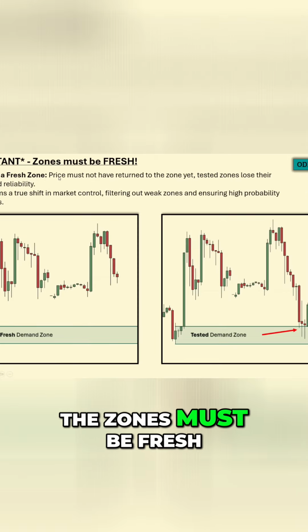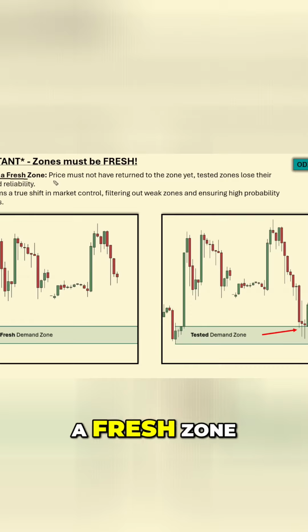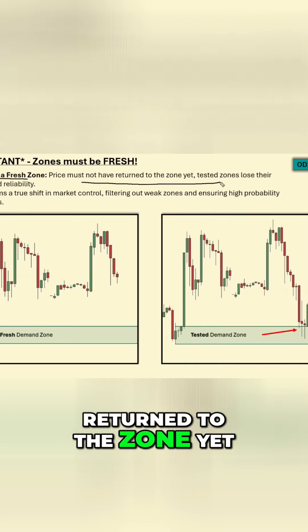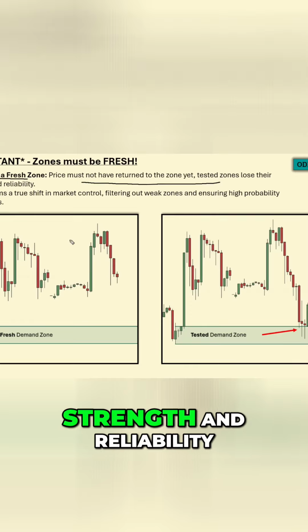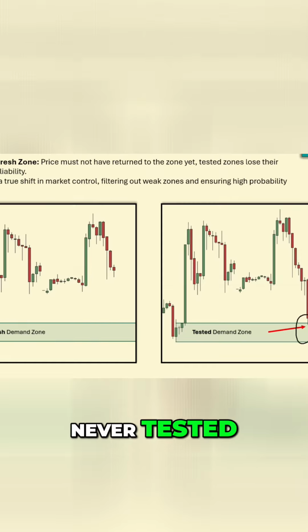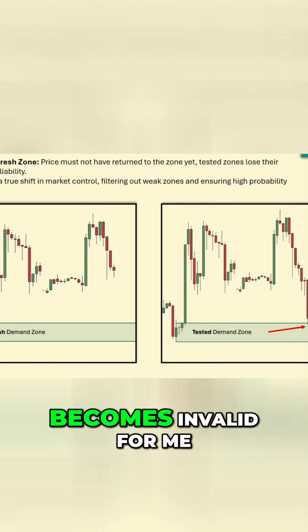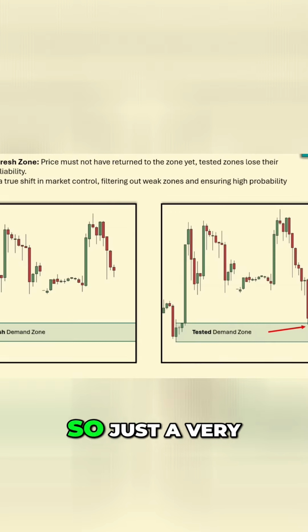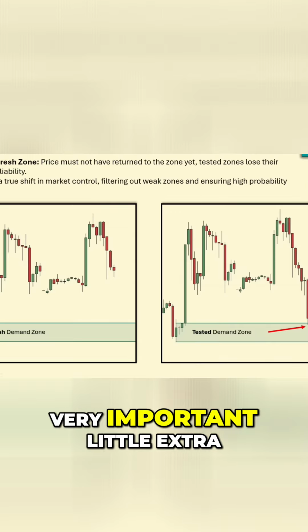The zones must be fresh. So it must be a fresh zone. Price must have not returned to the zone yet. Tested zones lose their strength and reliability. So I prefer it always to be fresh, never tested. Once it's tested, the zone pretty much becomes invalid for me, and I don't like to trade it. So just a very, very important little extra tip there.